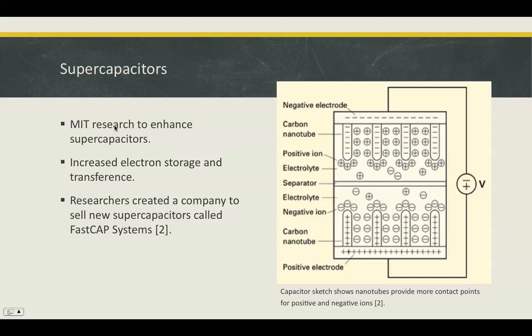Growing carbon nanotubes on electroplates, researchers at MIT found they could greatly enhance the regular capabilities of supercapacitors. Like use in battery technology, carbon nanotubes with bonded nitrogen or boron atoms increased electron storage collection and transference by many magnitudes. MIT researchers even founded a company called FastCap Systems to start developing these technologies for use in industry.